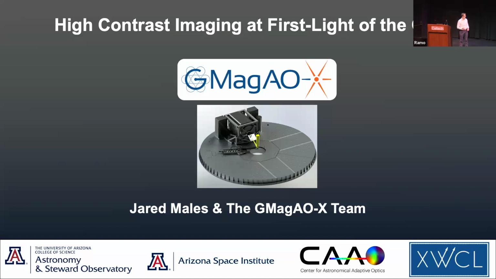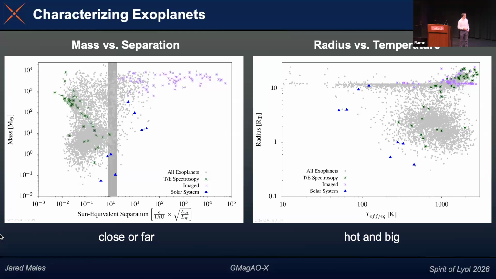Okay, good. So the problem we're trying to solve here is captured by these two plots where I've taken the confirmed planet sample and plotted it as mass versus separation normalized by luminosity, or radius versus effective temperature. And in purple, you see the exoplanets where we have taken an image or a spectrum, and in green, where we have a transmission spectrum of it. So this is my attempt to capture the population of planets that we have characterized.